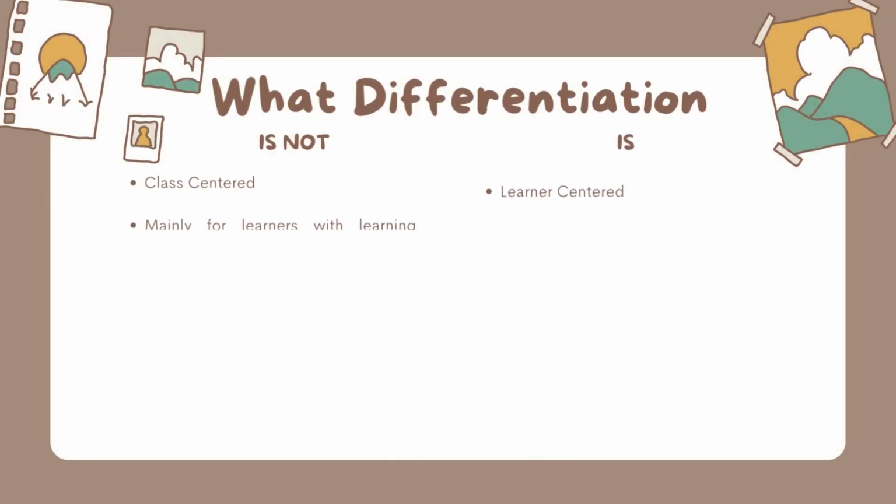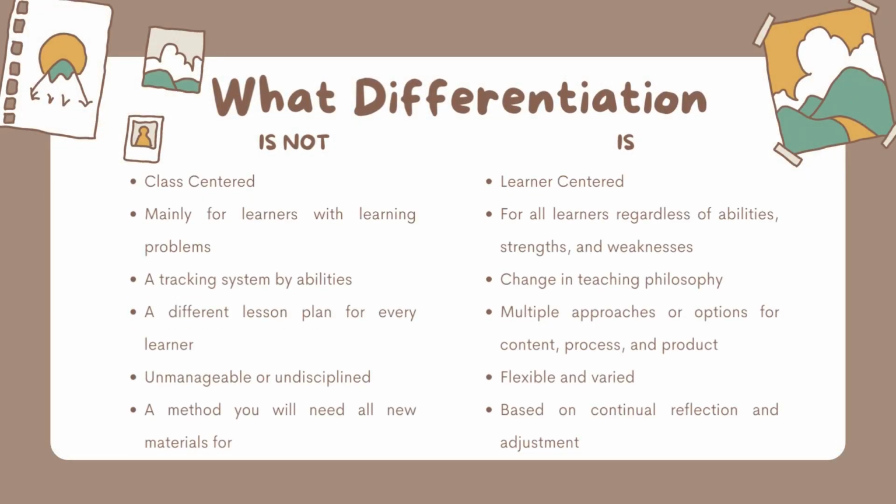The common misconceptions about differentiated instruction are that it is class-centered and mainly for learners with learning problems. It is not a tracking system by abilities, nor does it require a different lesson plan for every learner. Differentiated instruction will not produce unmanageable or undisciplined learners in the classroom, and it's not a method you will need all new materials for. Rather, differentiated instruction is learner-centered.